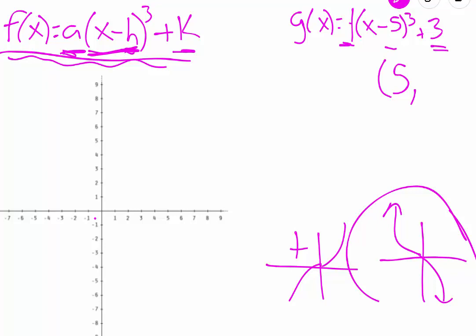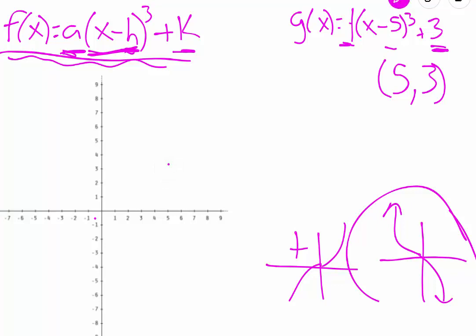And then we also want to grab k over here at the back of the equation, and that's just going to be a 3. This is our starting point for our graph. We're going to start at +5, +3. So if I do that on my graph, that looks about right over here.